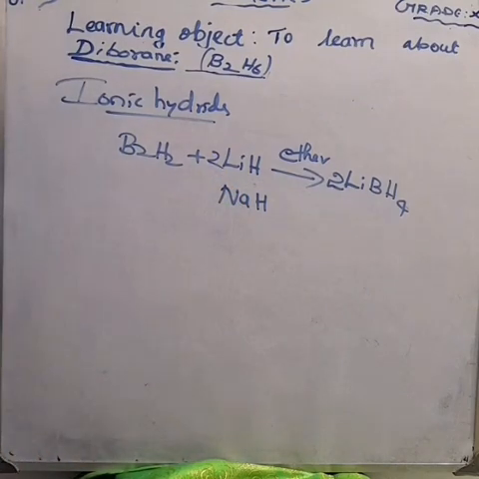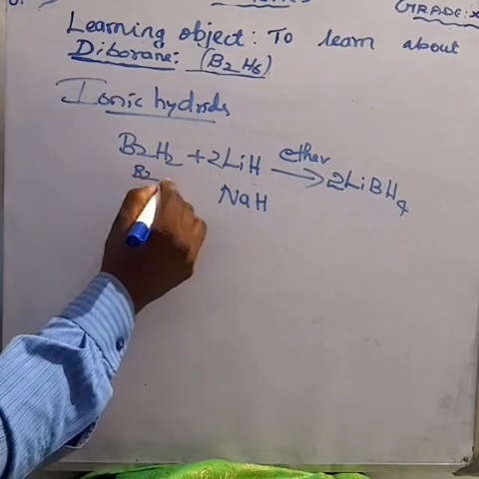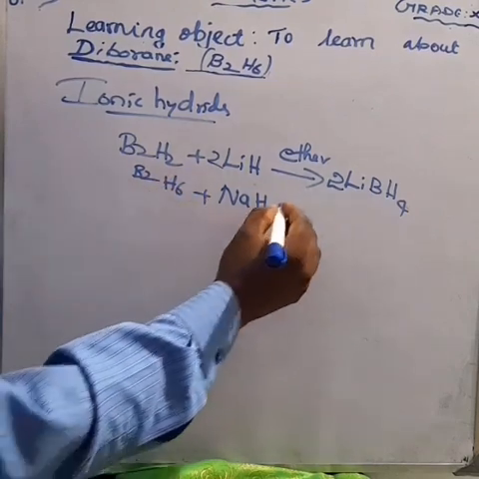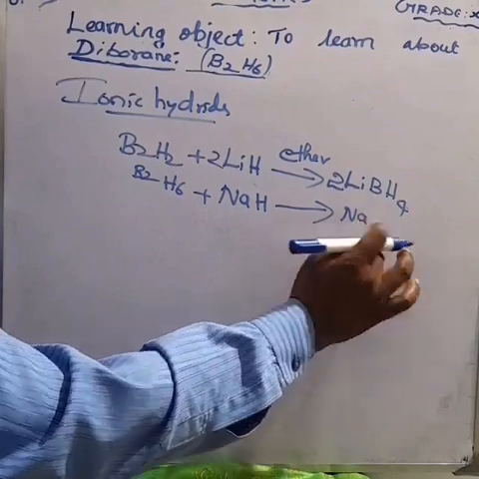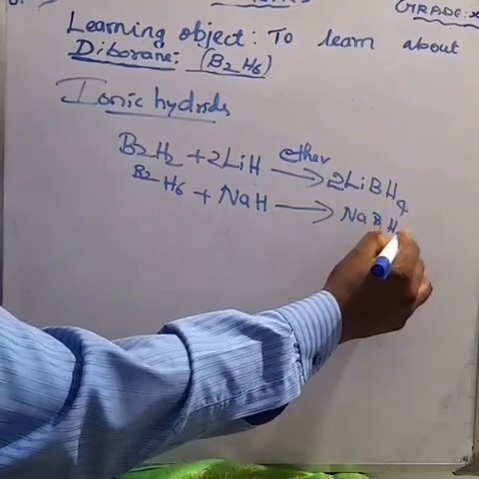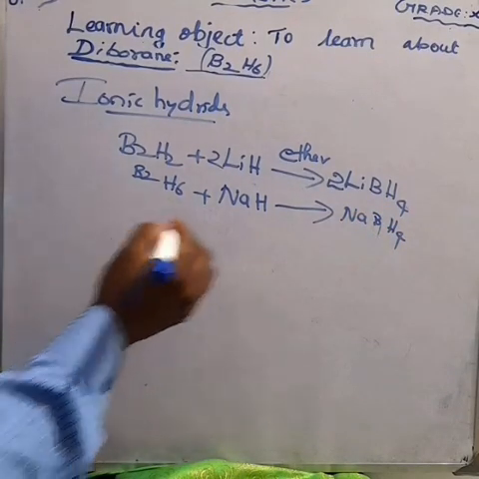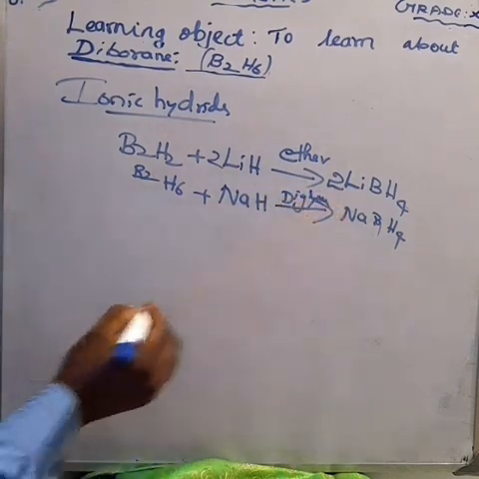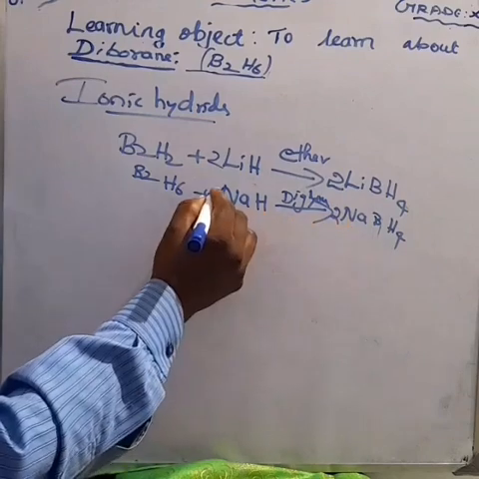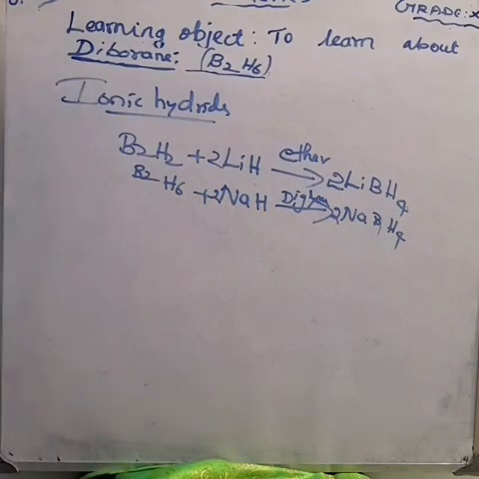Next, diborane reacts with sodium hydride, we get sodium borohydride. What is the formula? NaBH4. Sodium borohydride in the presence of diglyme. Already we learned about the diglyme. So how can we balance the equation? 2 boron, 2 sodium. Equation is balanced.